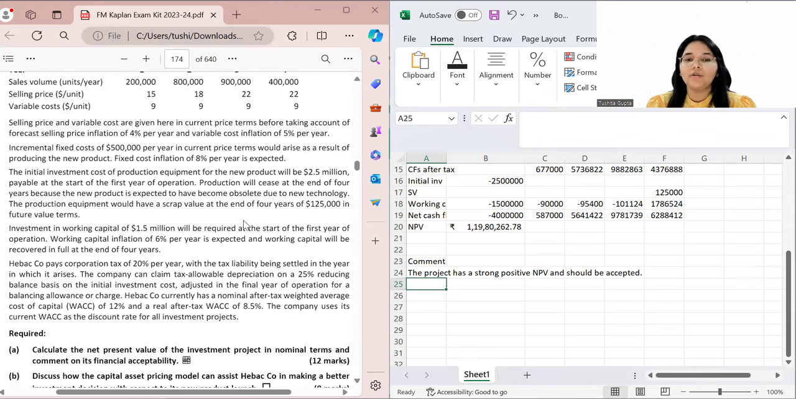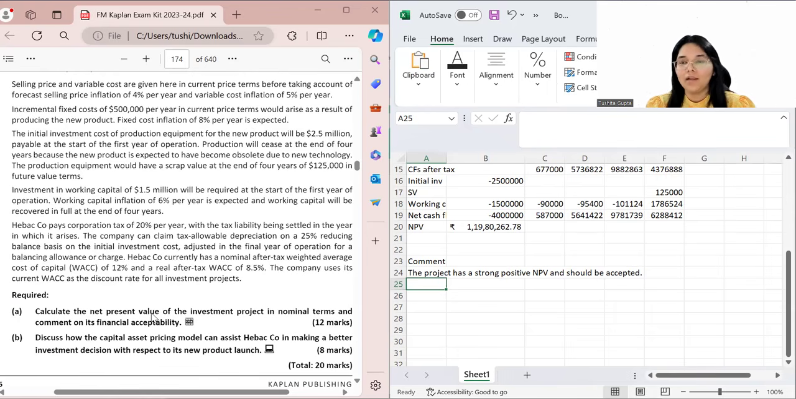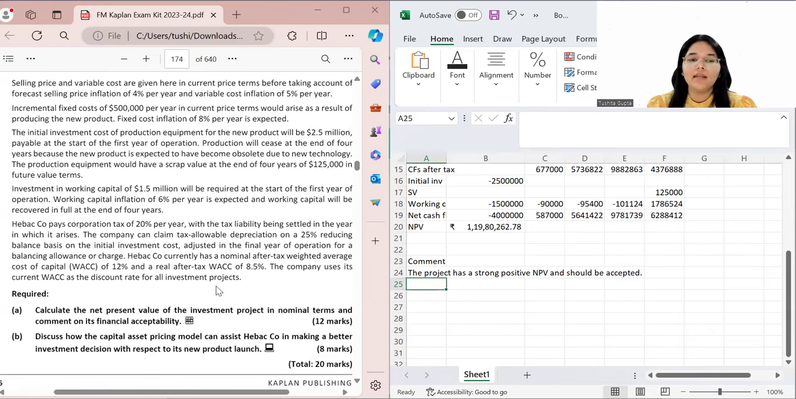So this is how the CAPM model will help you get a risk adjusted discount rate, which you can use to appraise your investment project. So if they use the discount rate which they arrive at through the CAPM model, then they will have a better investment decision. So this is how you will explain this 8 marker requirement.